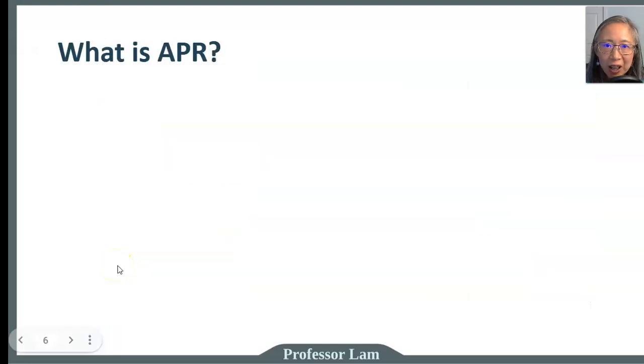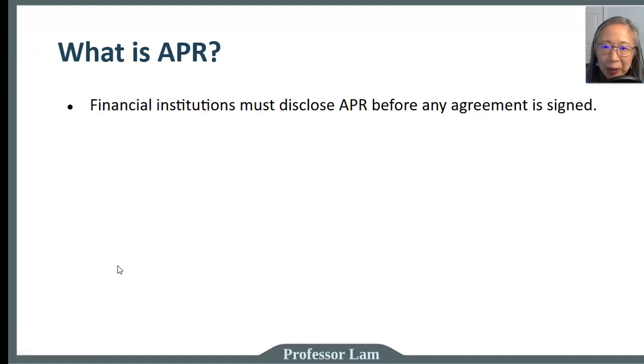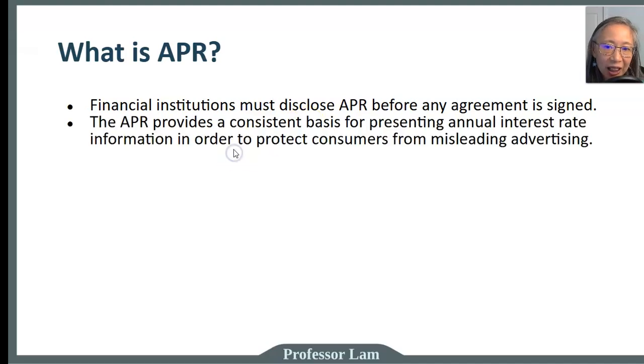Earlier, we said that APR includes fee. So what is APR? APR is actually a very special number. There are financial regulations that dictate how APR is computed, and financial institutions must disclose the APR before any loan agreement is signed. The purpose of the APR is to provide a consistent basis for borrowers and consumers so that they can compare different loan products.